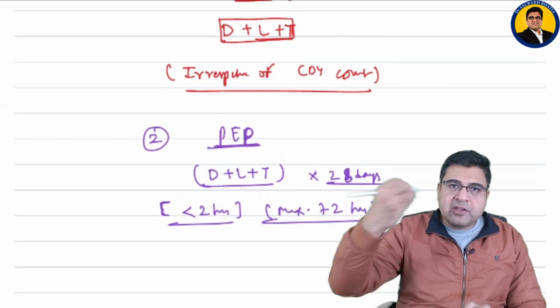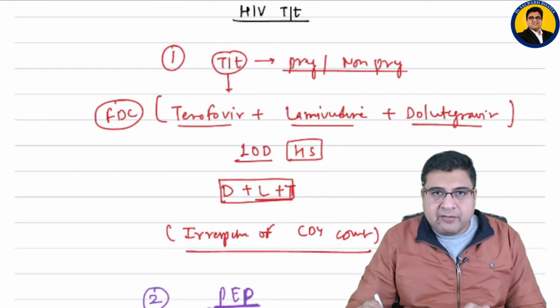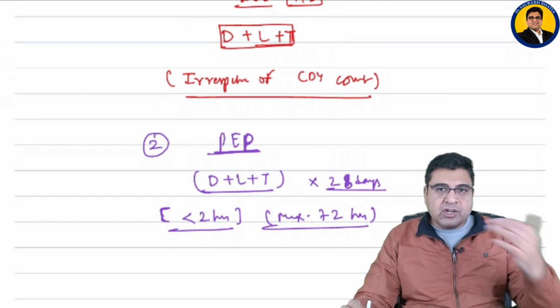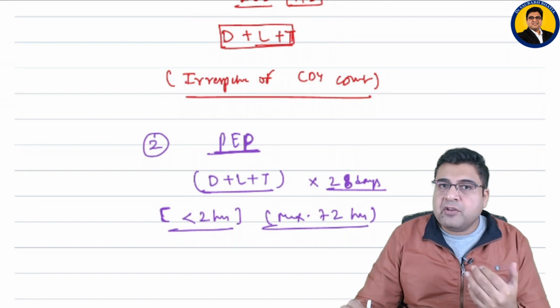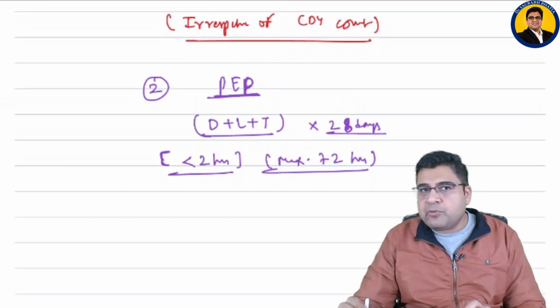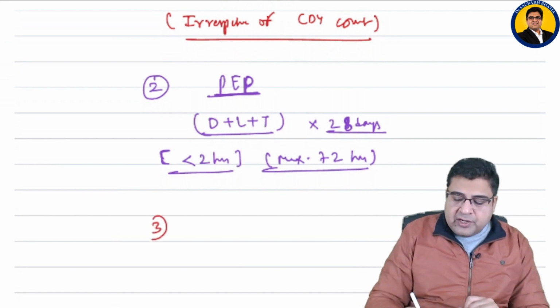Once the patient is HIV positive, he requires treatment lifelong. But when any person gets exposed to an HIV positive patient, he is yet to acquire the infection. So he can prevent the multiplication of the infection in his body by taking the same combination for 28 days.